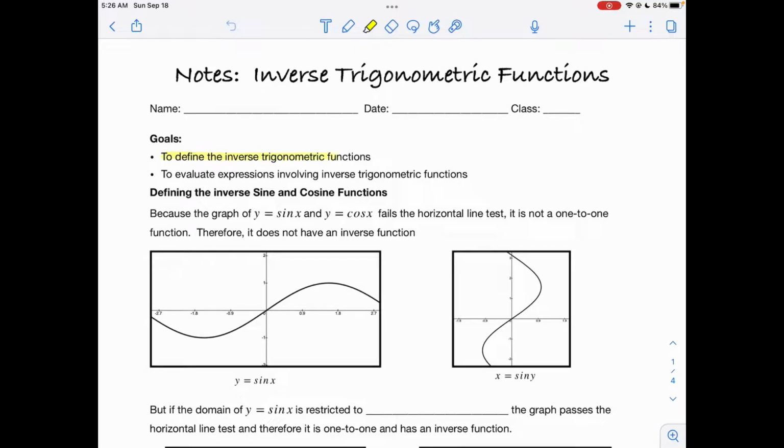Okay, today we're going to look at inverse trigonometric functions. So we're going to define inverse trigonometric functions, and we're going to evaluate expressions involving inverse trigonometric functions. To start by defining them, I'm going to look at the inverse sine and the inverse cosine function.